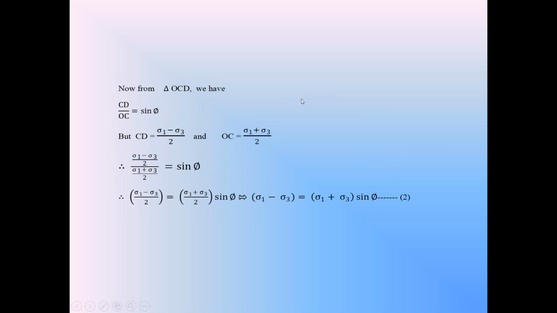We know that from equation 2, sigma 1 minus sigma 3 is equal to (sigma 1 plus sigma 3) into sin phi.